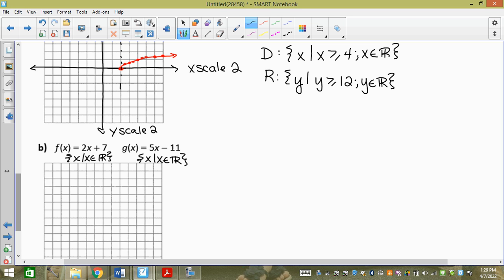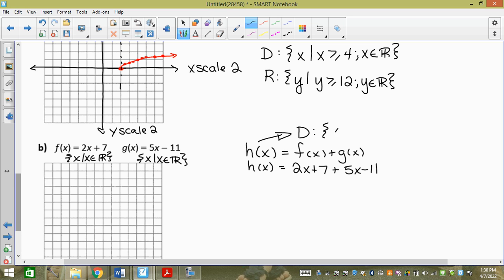So if I do h of x equals f of x plus g of x, h of x equals 2x plus 7 plus 5x minus 11. Do I actually have to find h of x, though, if I just ask you for the domain of h of x? No. If I ask for the domain of h of x, I can just look at the two functions and say, where do they both exist? Well, if one's x ∈ ℝ and the other one's x ∈ ℝ, where do they both exist? x ∈ ℝ. The domain of h of x is going to be x such that x is in the reals. If they want the equation, I'm going to add them. So I'm done. I can box it.